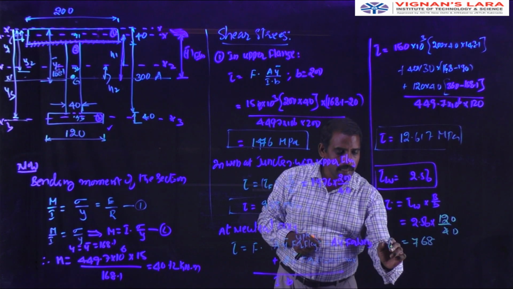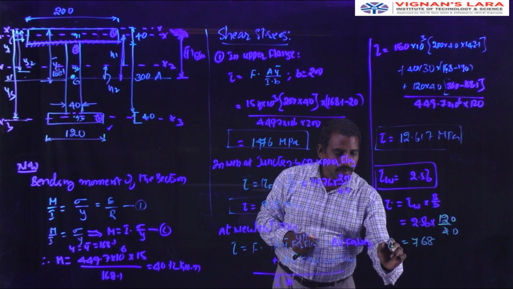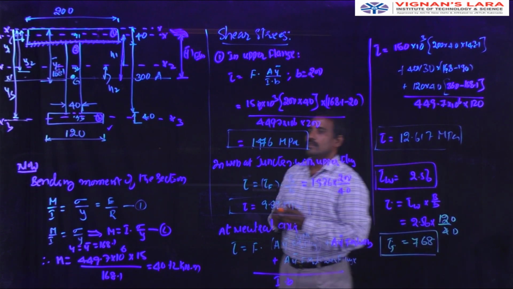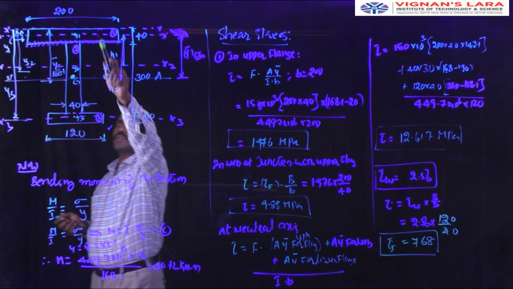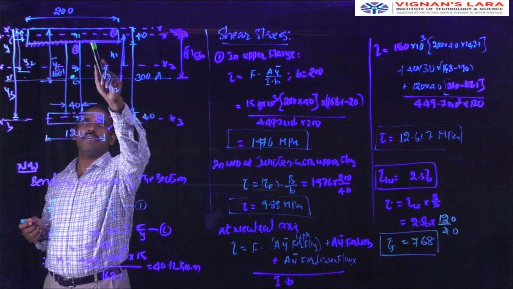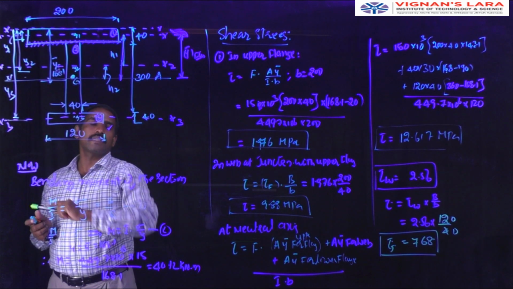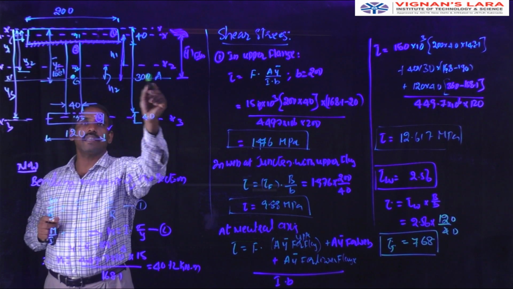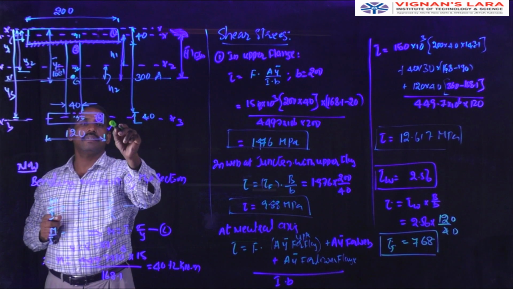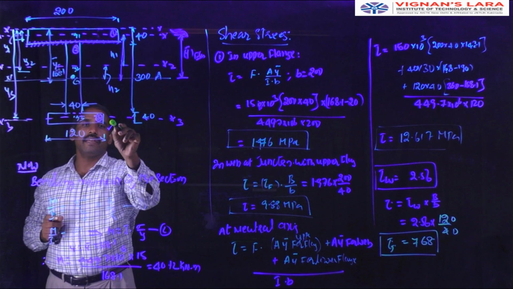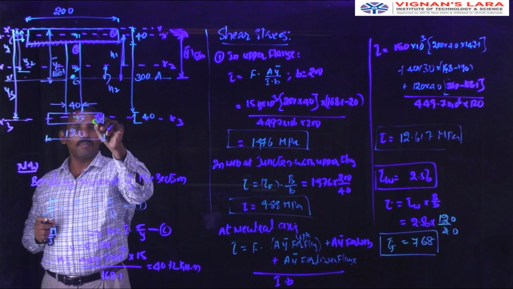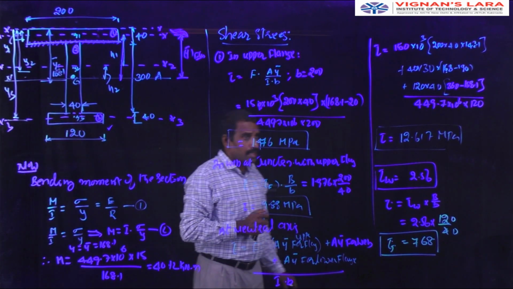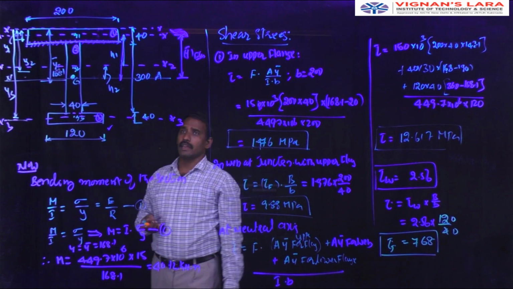So we know all the values. This is the shear stress at the junction. It means we know the shear stress at the top of the upper flange, at the junction of the web and flange, similarly at the neutral axis, and at the lower end of the lower flange, or bottom flange, and the junction. So from these values you can plot the graph.